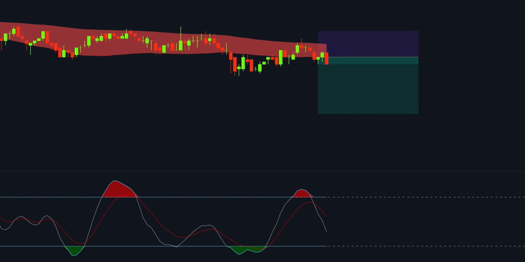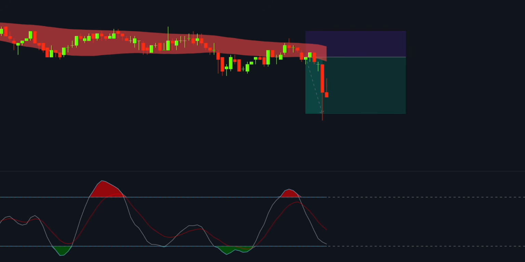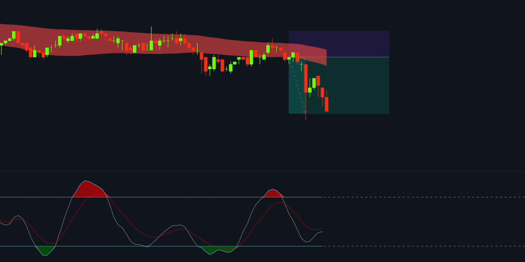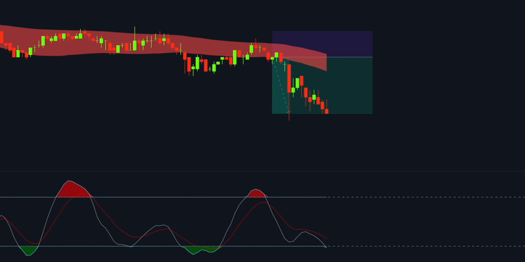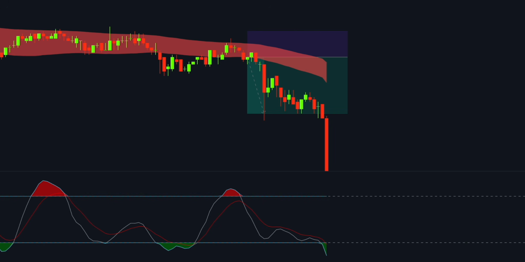This trading strategy can be highly effective in 15 minutes, 1 hour and 4 hours timeframes. It is suitable for trading crypto, stocks, and futures.